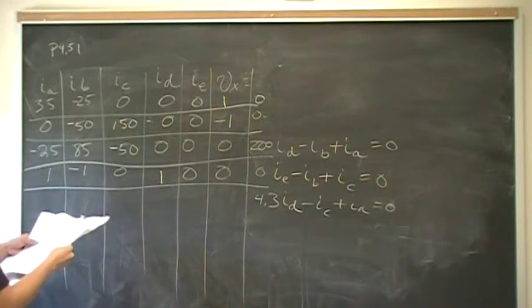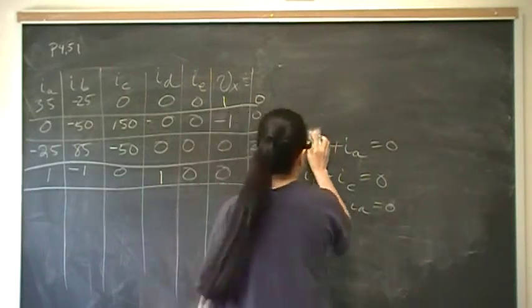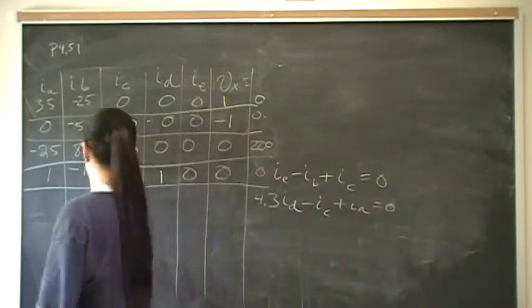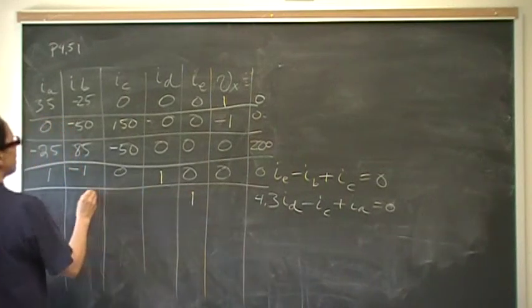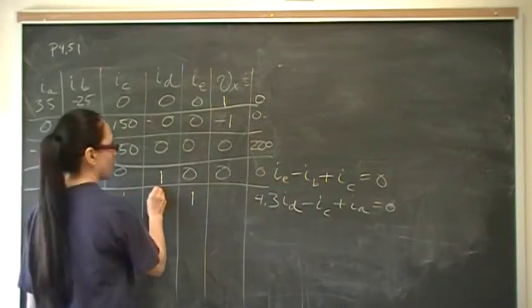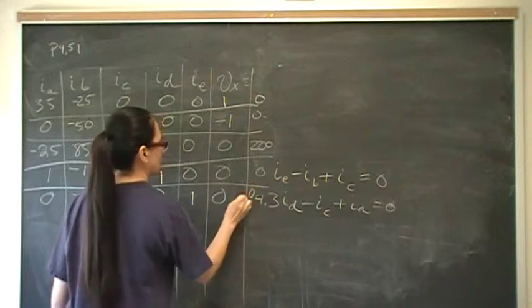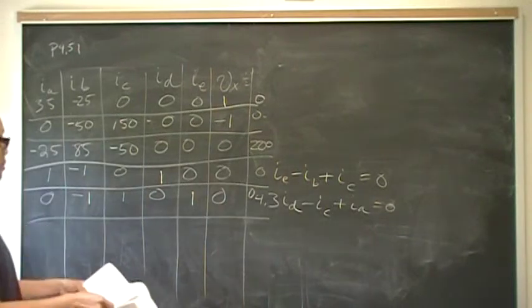So 1, negative 1, 0, 1, 0, 0, 0. Let me erase that. And then our fifth equation is 1 for IE, negative 1 for IB, and 1 for IC. Zeros everywhere else. So 0, 0, negative 1. So I got negative 1. Okay, so that should work.